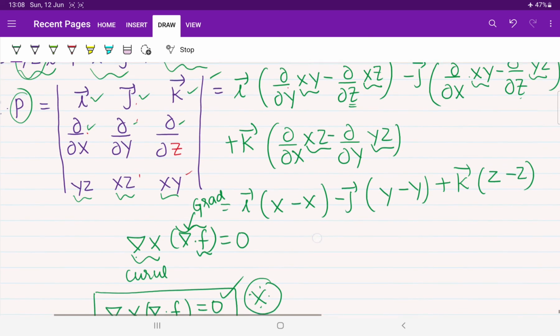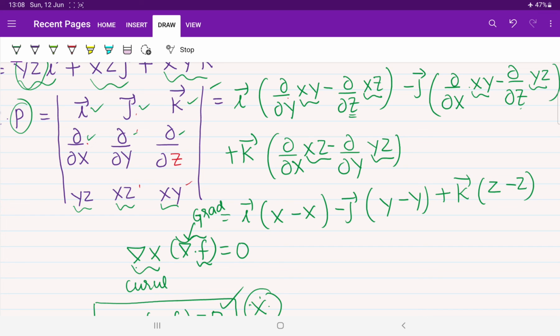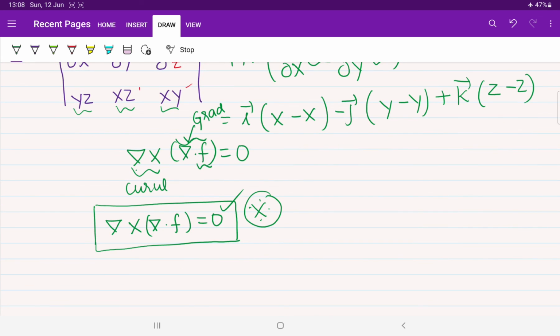Just now we did this, I have proved this, I didn't say anything blindly. So this is the proof, this is the observation. It is always 0 irrespective of the scalar function.